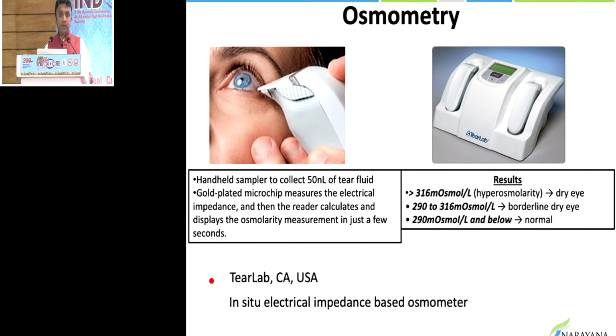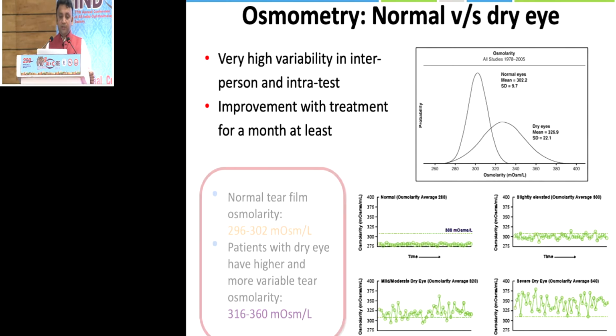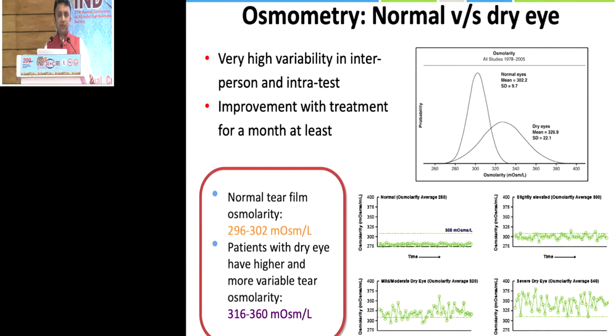Rushad told us about osmometry, the osmolarity checking you can do. There are now instruments which can help us study osmolarity. But interestingly, there is such a high retest variability in these machines that though they claim that 316, anything more than that, is abnormal, if you look at the entire data, abnormal cases like dry eye have such high variability that a lot of dry eye and normal cases crossover. So a normal patient can also have more than 316 osmolarity, and a dry eye patient may have less.